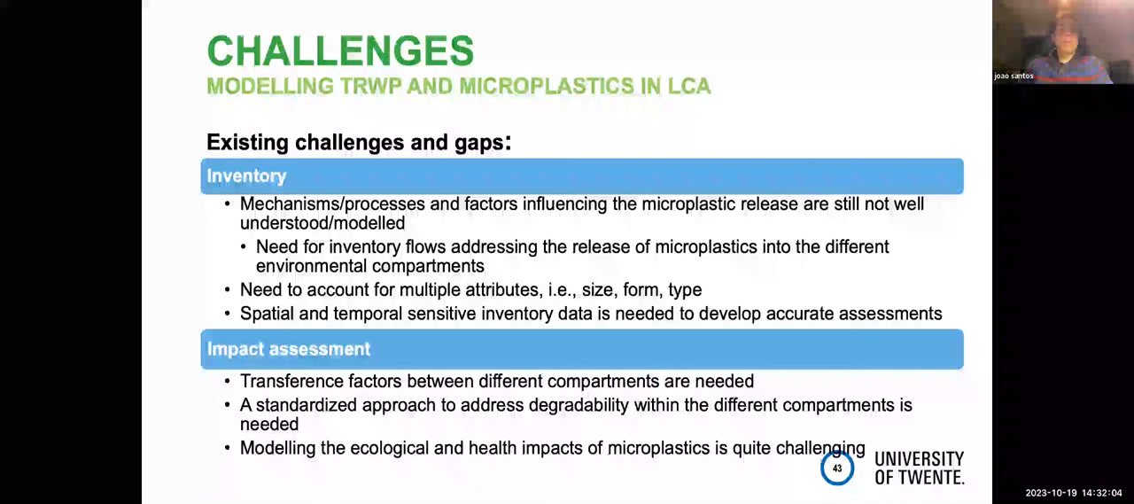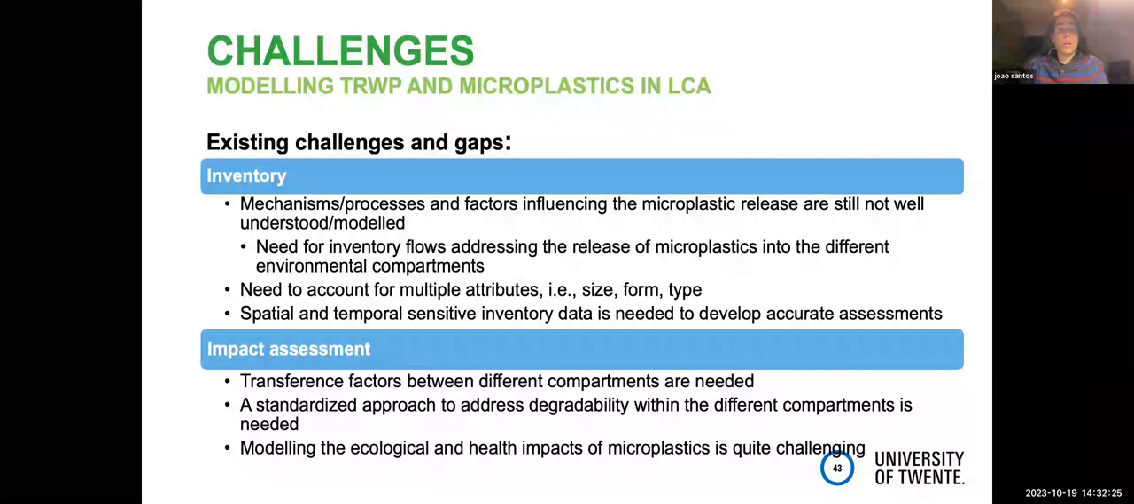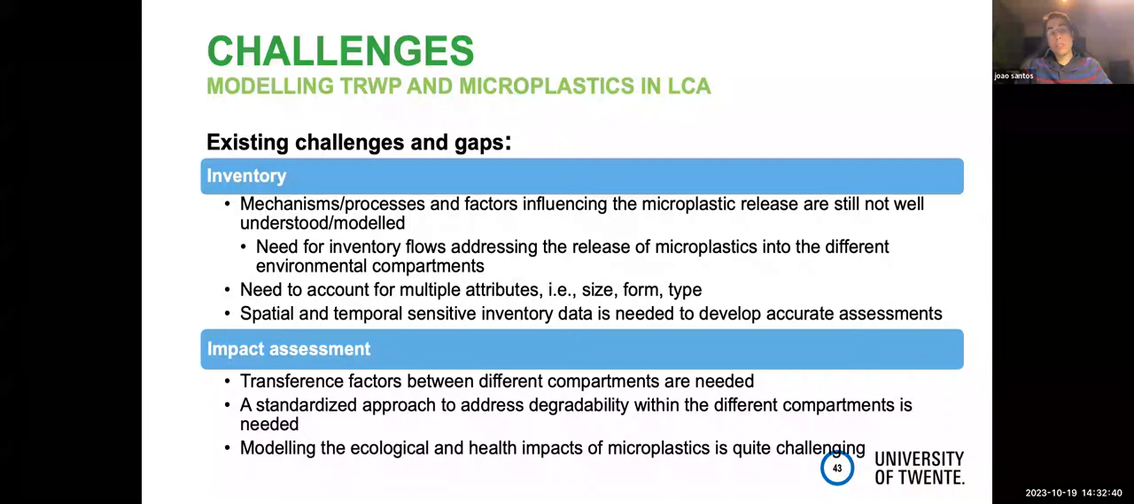There are a lot of gaps and challenges. Some of them are related to inventory, such as the fact that the mechanisms, processes and factors that influence the release of those particles are still not well known and understood. This leads to the need for inventory flows that actually address the emission of those particles in the different environmental compartments: soil, water, and air. There is also a need to account for the multiple attributes of those particles: the size, the form, the type, chemical composition, and so on. And we also need spatially and temporally sensitive inventory data to perform accurate assessments.